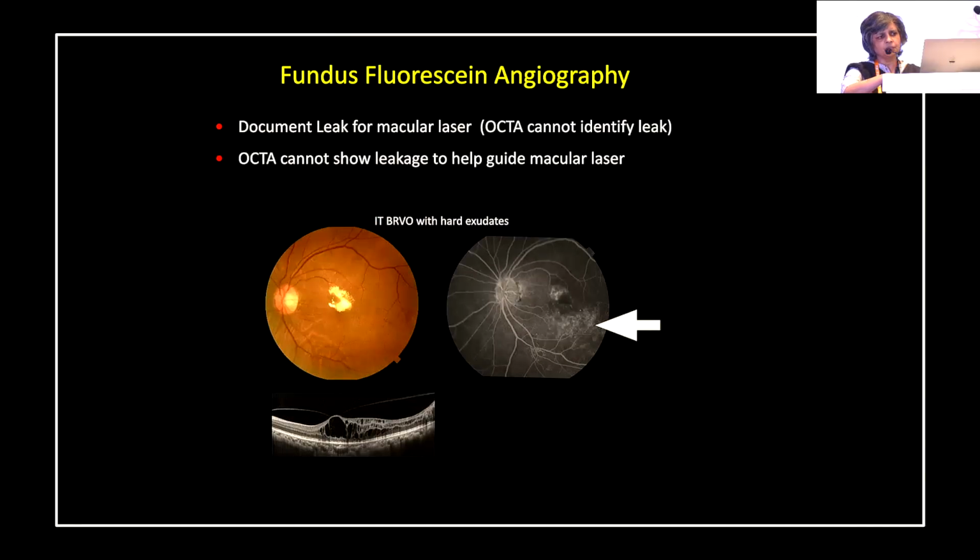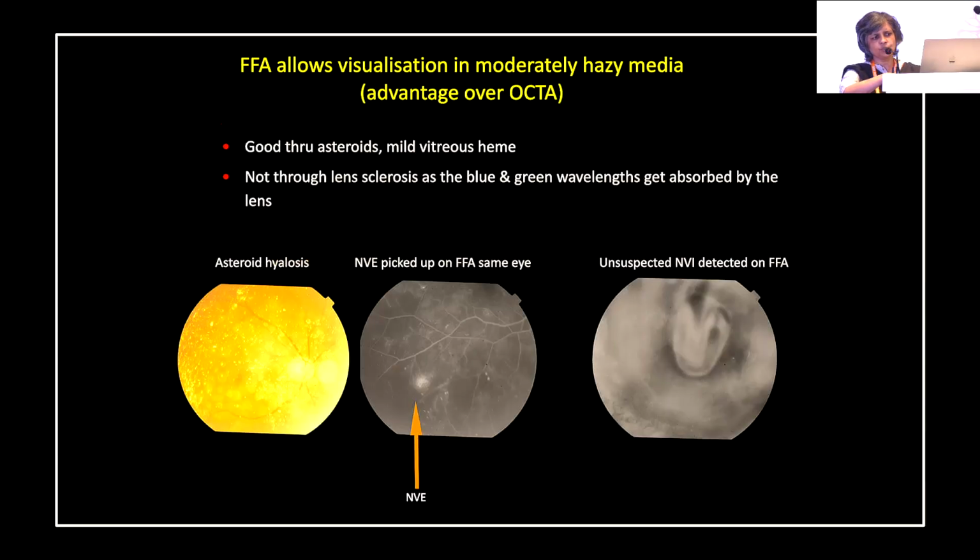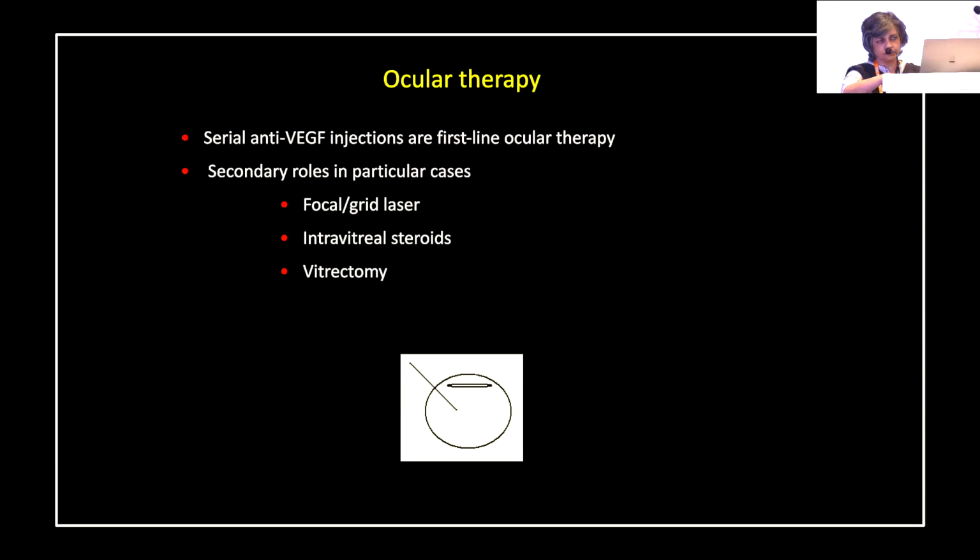Again, a patient with exudates, not sure what's going on, and the angiogram shows us where the leakage is: an inferotemporal BRVO with leakage. So that is where the grid has to be done. It also throws up new vessels, which we may or may not have expected in an opaque media, and also shows new vessels on the iris with leakage. So fluorescein has advantages over OCT angiography in patients with opaque media especially.